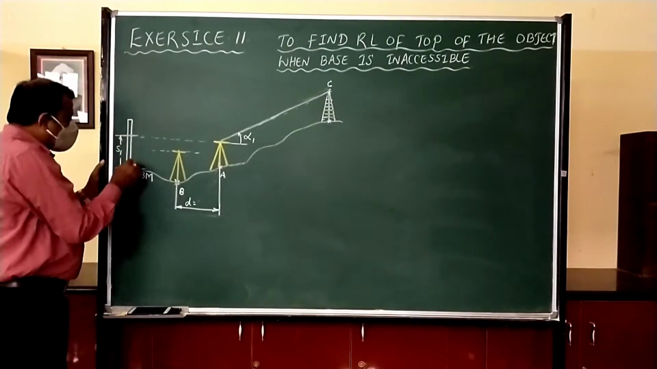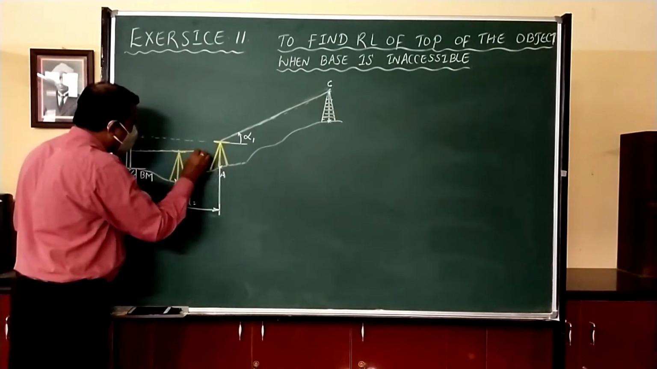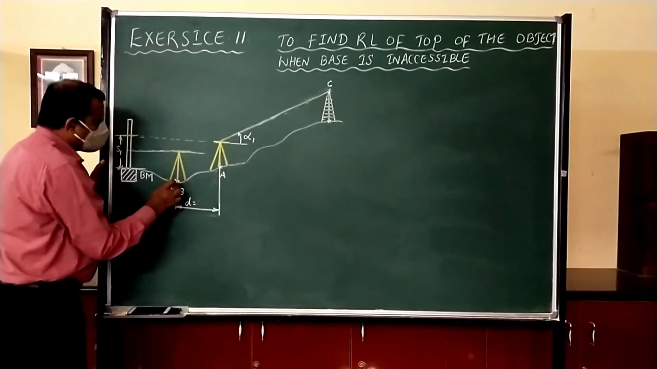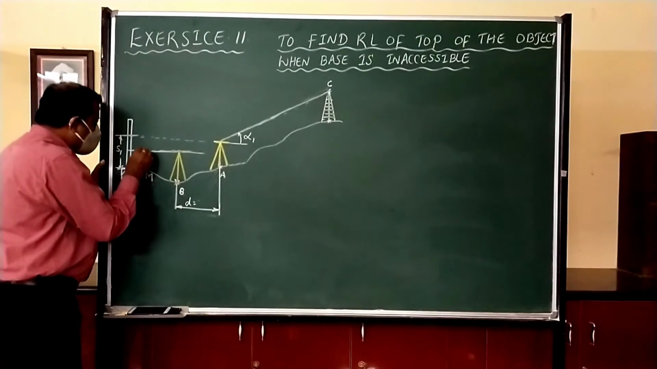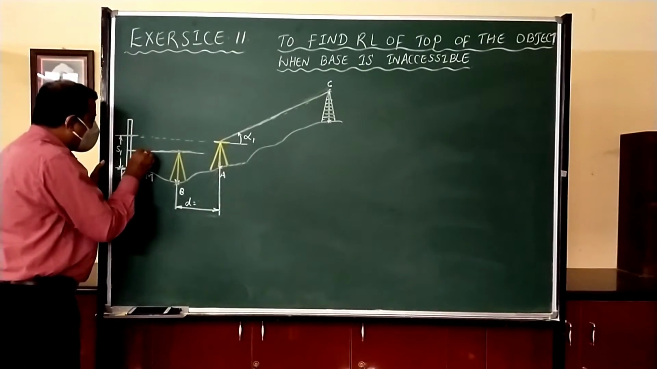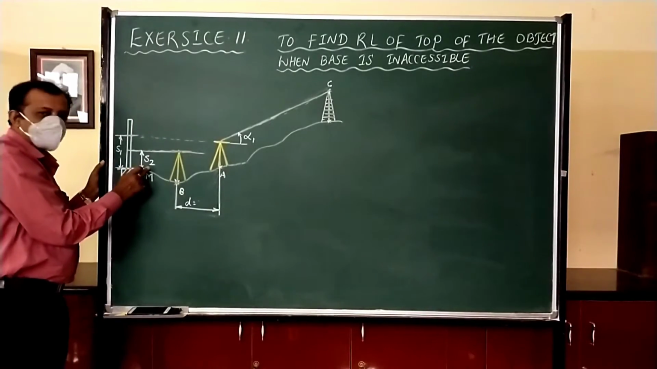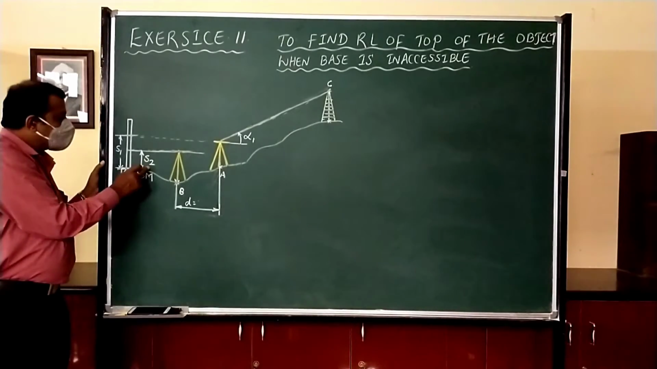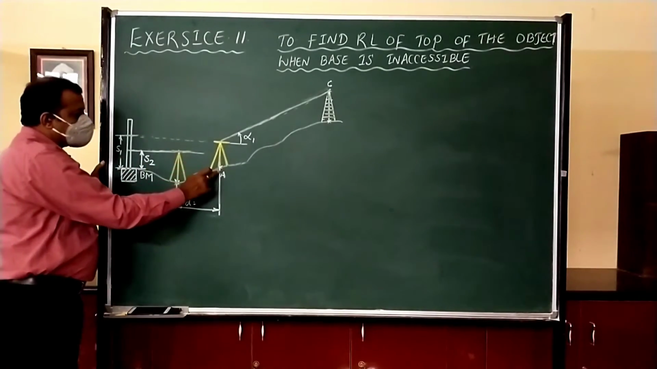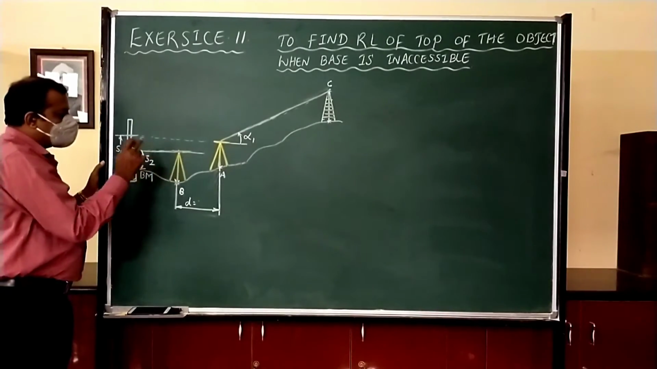Now place the staff over the benchmark and take the staff reading from B. So from station B, once again take the staff reading. Let the staff reading from station B be S2. S1 is the staff reading taken from station A, and S2 is the staff reading taken from station B.